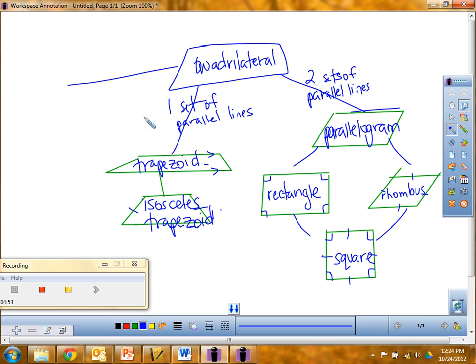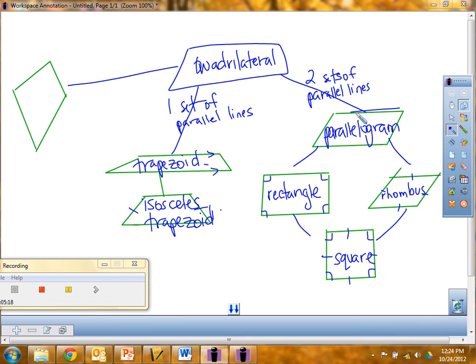Then our last quadrilateral, we have no parallel sides here. Sometimes it looks like these opposite sides are parallel, but they're not. So truly, to be this shape, there are no parallel sides.